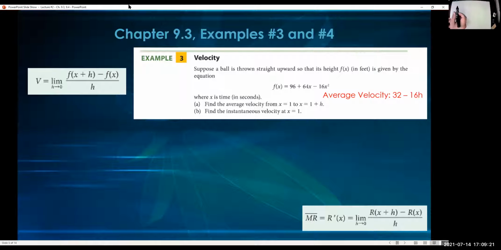Okay, so first we have a function. The function is 96 plus 64x minus 16x squared. And we're asking you to find the velocity, which is going to be the limit as h approaches 0. And then I'll put the formula in, and then we'll figure it out.